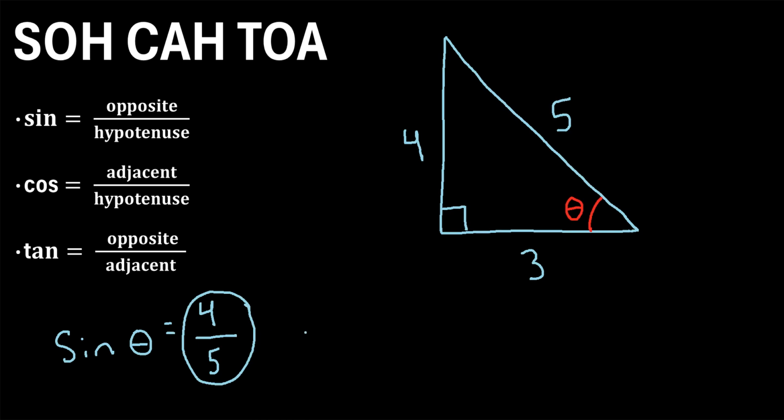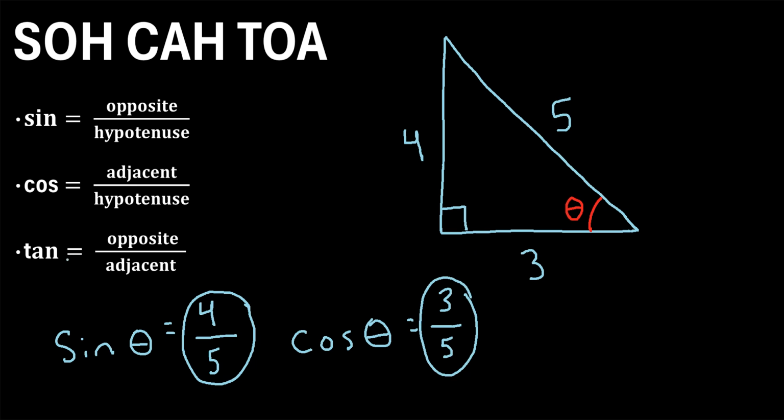All right, what about if we want to calculate the cosine of that angle? Well, according to SOH CAH TOA, the cosine is calculated as the adjacent side divided by the hypotenuse, which I've also written right here. So the adjacent side to this angle would be this side right here that it's actually touching. So that's a 3 divided by the hypotenuse. So again, the hypotenuse is the longest side of the triangle. So that's a 5. So the cosine of the angle is equal to 3/5.